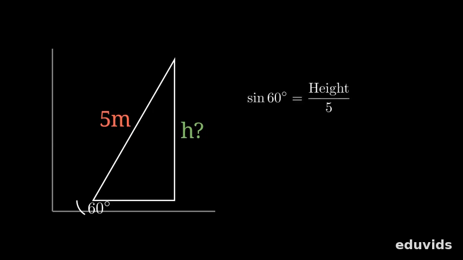SOH to the rescue. Sine 60 equals height over 5. Height equals 5 times sin 60, which is approximately 4.33 meters. So practical. And there you have it.